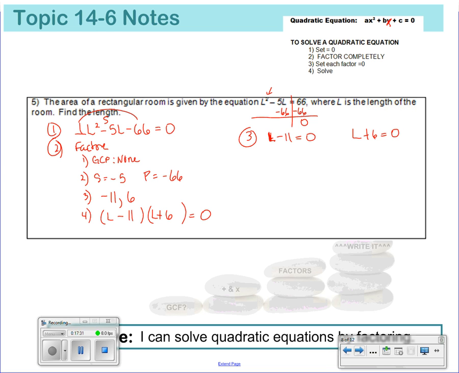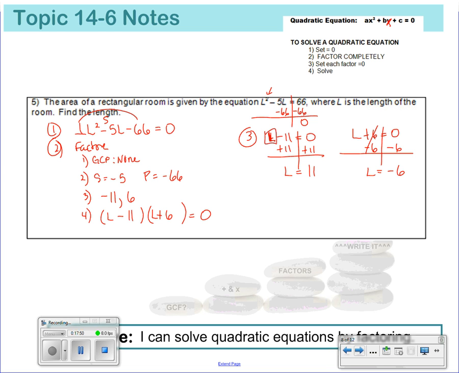The last thing, we need to solve for L. So we're going to add 11 to both sides to get the L by itself. That gives us L is equal to 0 plus 11, which is 11. And then on the other factor, we subtract 6 from both sides, and it gives us L is equal to 0 minus 6, which is a negative 6.